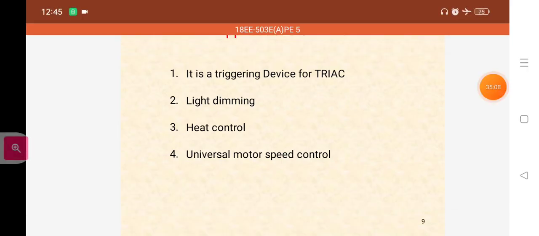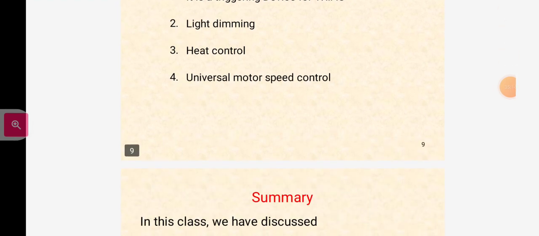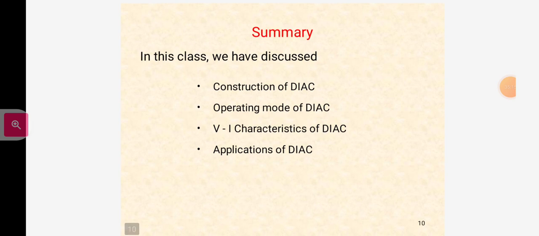So here we watched the YouTube lesson for DIAC, and again I'm just briefly explaining the DIAC. Actually, the word DIAC is obtained from the capital letters DIAC. DIAC means diode that can work on AC, meaning alternating current. It is a two-terminal, meaning two electrodes, device which can conduct in either direction. Hence, it is called a bidirectional device.